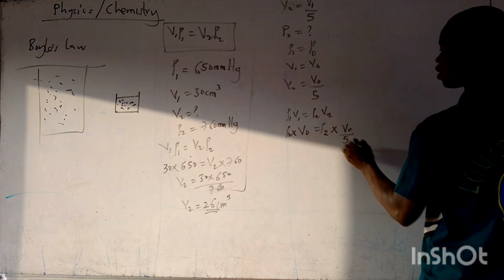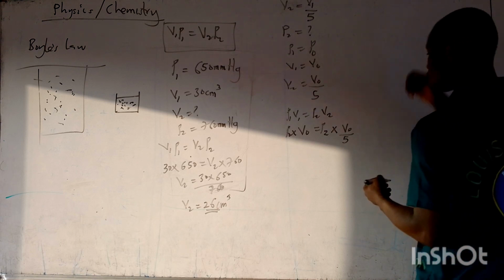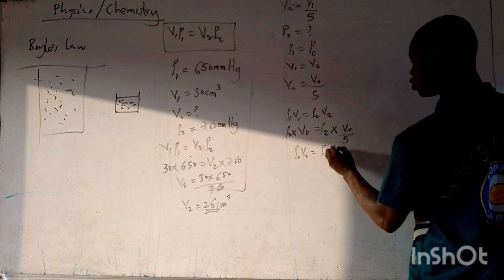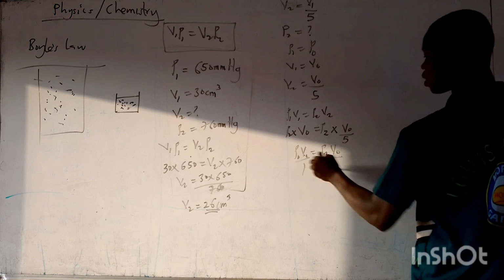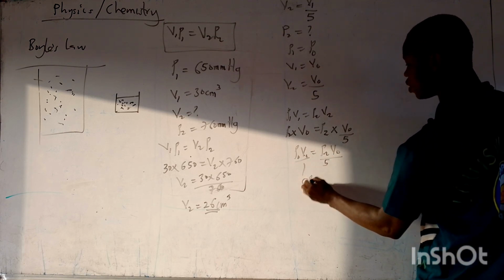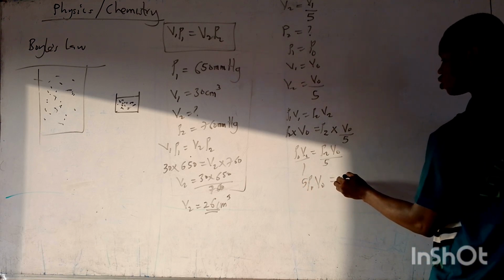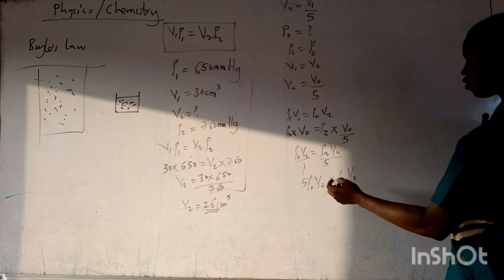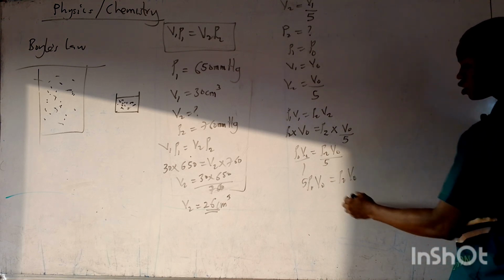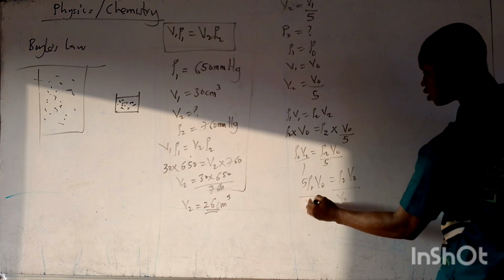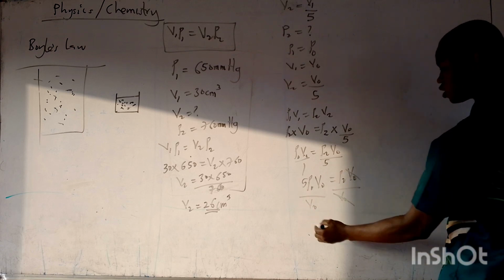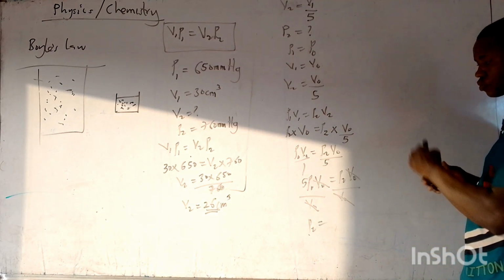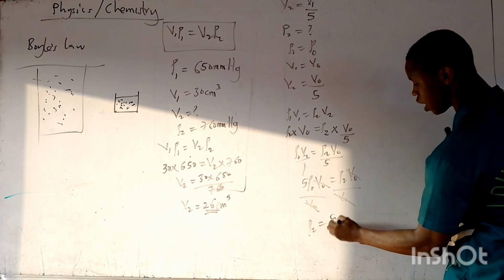V naught/5, right? So what do we do? We cross multiply. So P naught V naught is equal to P2 times V naught/5. If we cross multiply, you have 5 P naught V naught is equal to P2 V naught. Of course, we are looking for P2, so we divide both sides by V naught. V naught cancels V naught, and P2 will now be equal to 5 P naught.